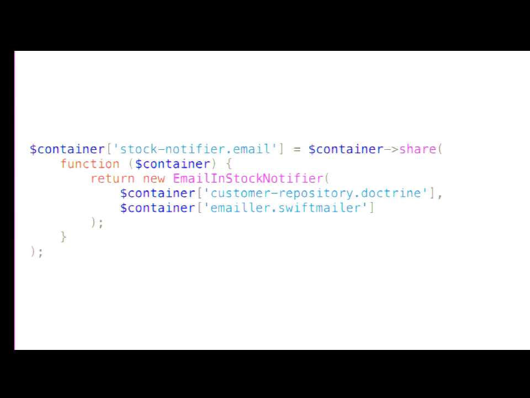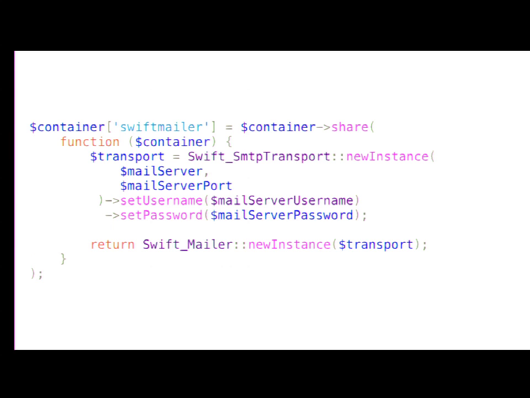So we'd have to create something similar for the next level down. So the stock notifier emailer is itself an anonymous function that asks for its dependencies from the container. And then we can write that code for creating the Swift mail stuff in there. So it gives us a way of organizing it, and it also defers the actual time at which you call new and all of it.